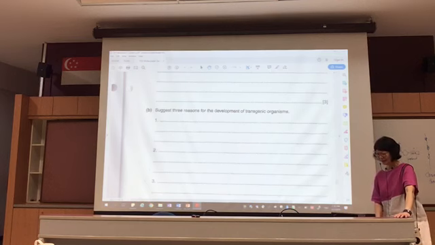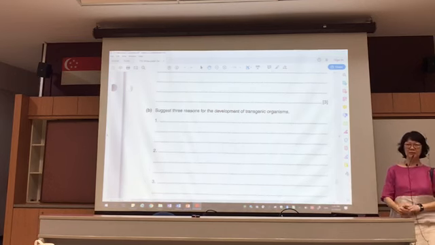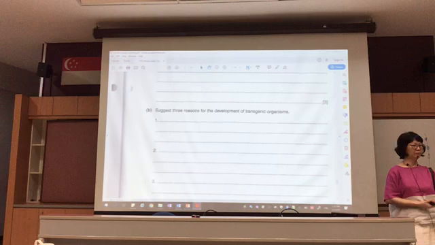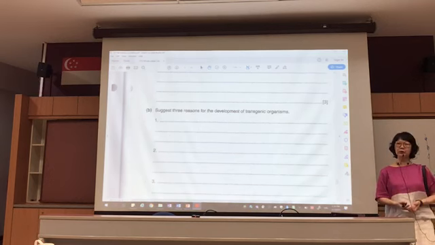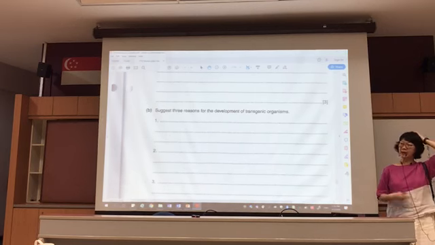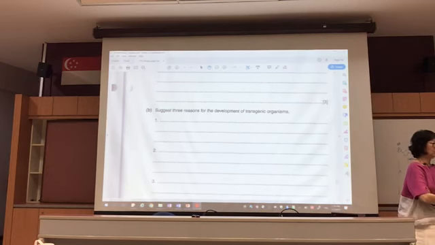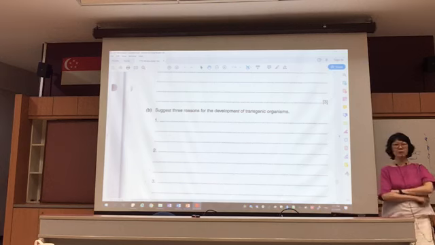Okay, next one. Suggest 3 reasons for the development of transgenic organisms. This is very general. There are many reasons, right? For example, the oncomouse. What is the purpose of producing it? So that it can be used for cancer research, to test the effectiveness of different drugs in the treatment of cancer. Okay. Another reason. What else?